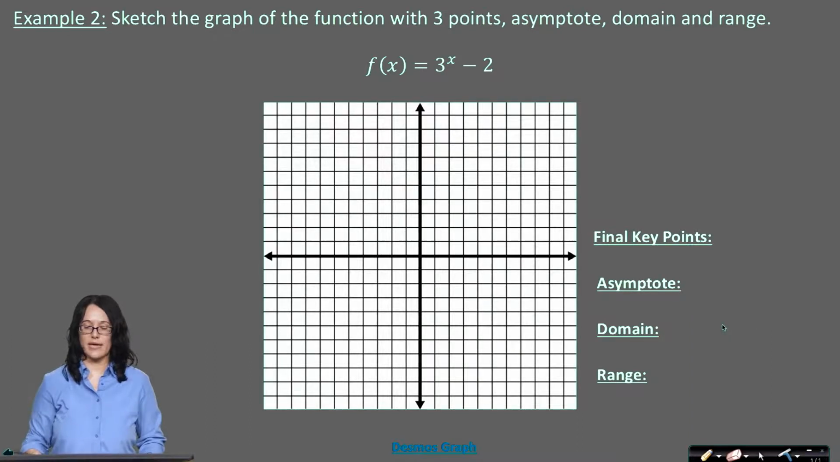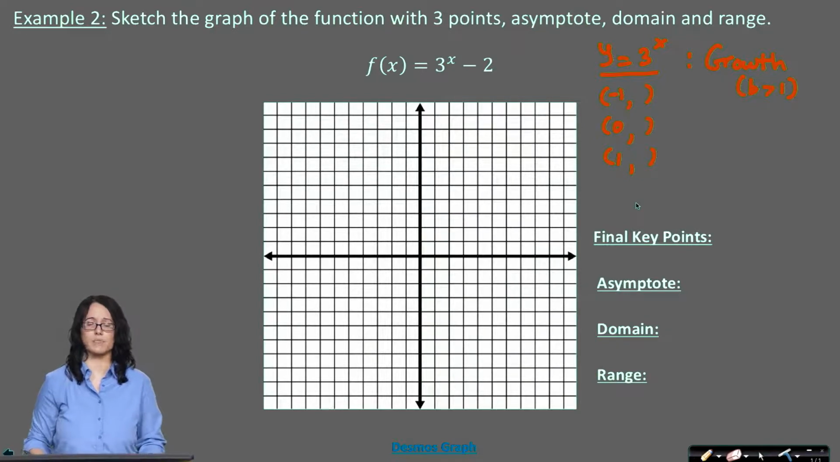Y equals 3 to the x. So my original would be y equals 3 to the x, and this is exponential growth or decay. It would be growth, and that would be because my base is bigger than 1, right? My base is 3. So what are my 3 key points for y equals 3 to the x? Feel free to use your notes if you don't remember. We input -1, we input 0, and 1.